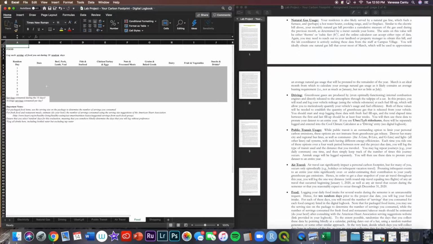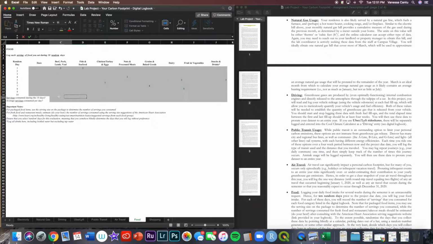Okay, and the food, you were just supposed to kind of estimate the number of servings that you had. So let's just say this was like this one. Oh wow, that's a lot of meat. So I don't know, someone was not eating as much.